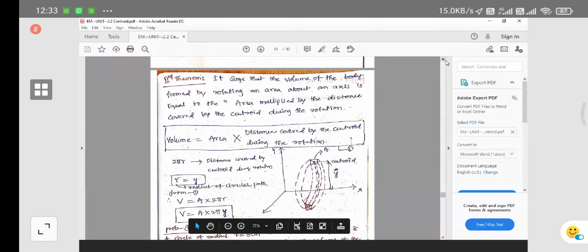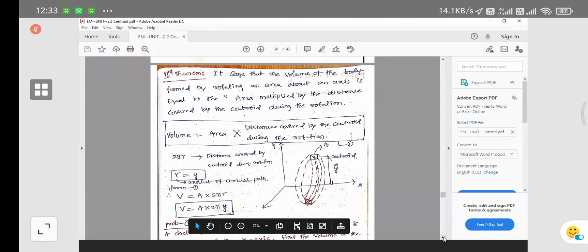Distance covered by the centroid of the line element. Okay, so if you multiply these two things, we are going to get the amount of surface that is generated from one dimension. Now in a similar way, the same thing, but here in place of a line element, we are going to take an area element. So the area of that particular geometry we are going to revolve about that particular axis, that area we have to multiply in place of length in the first theorem.